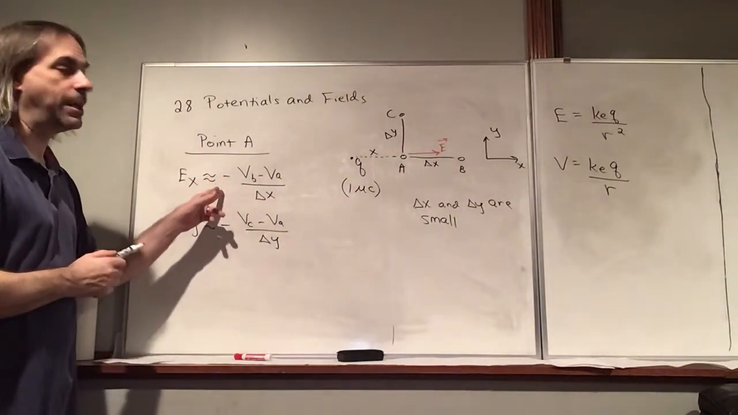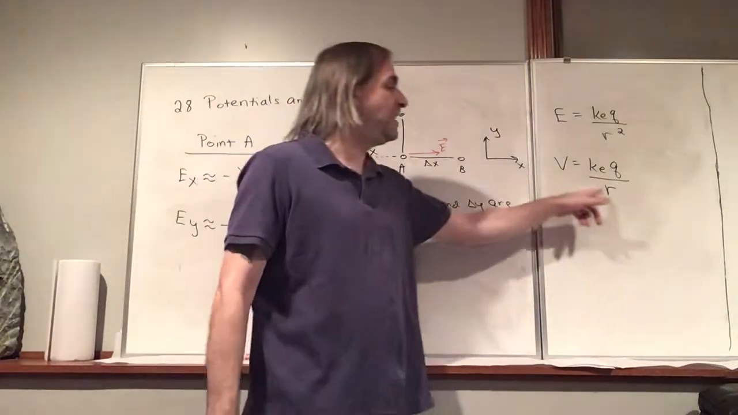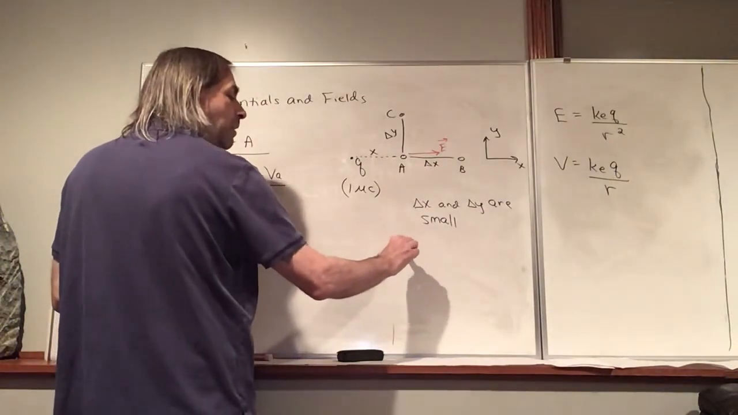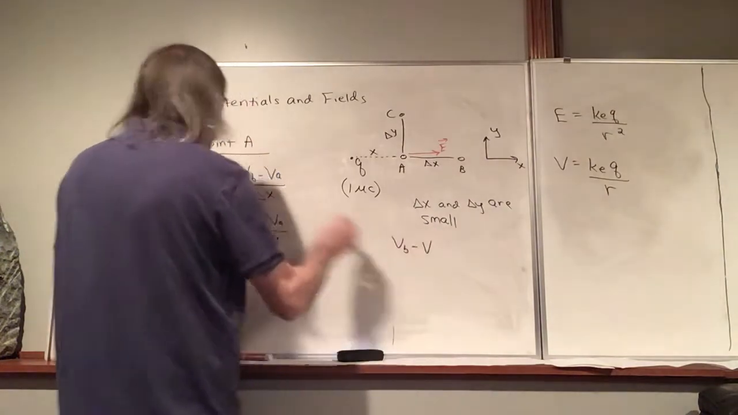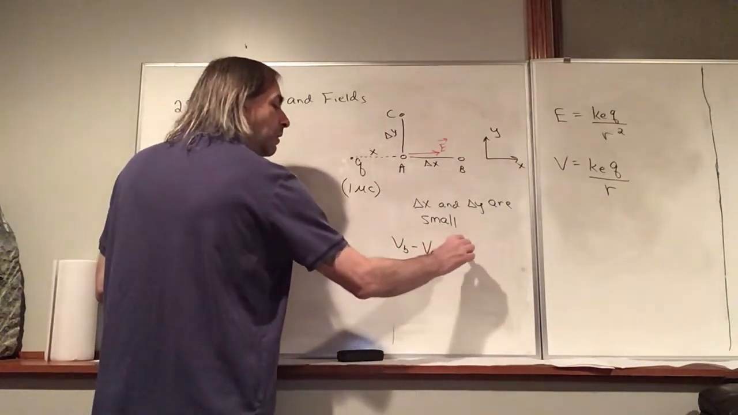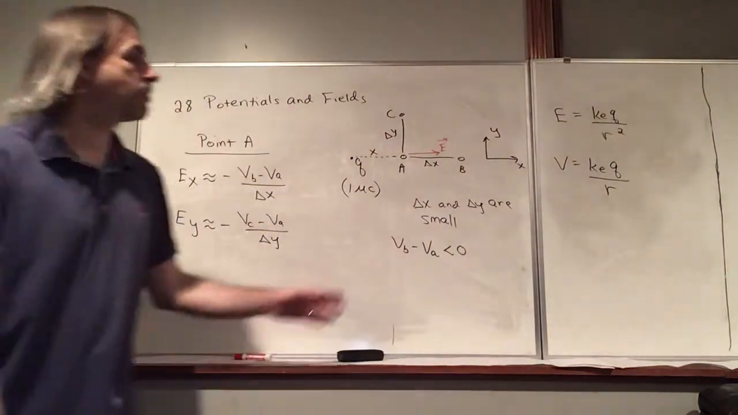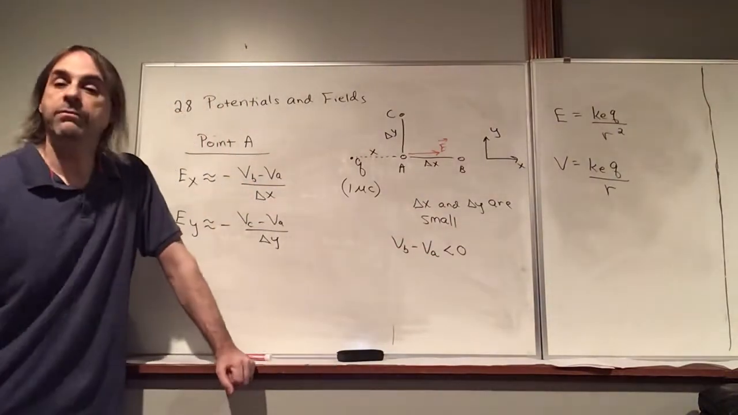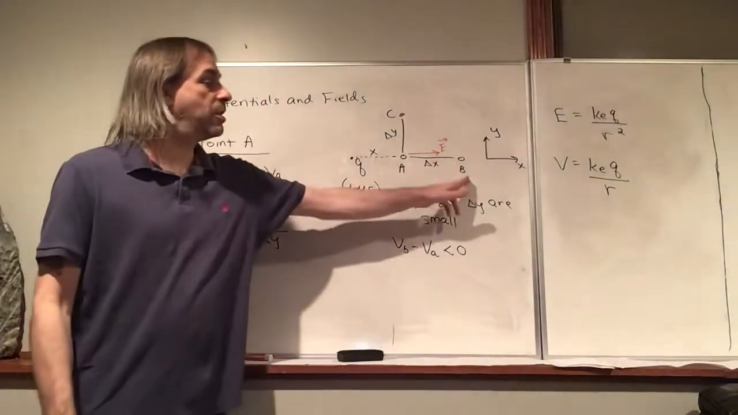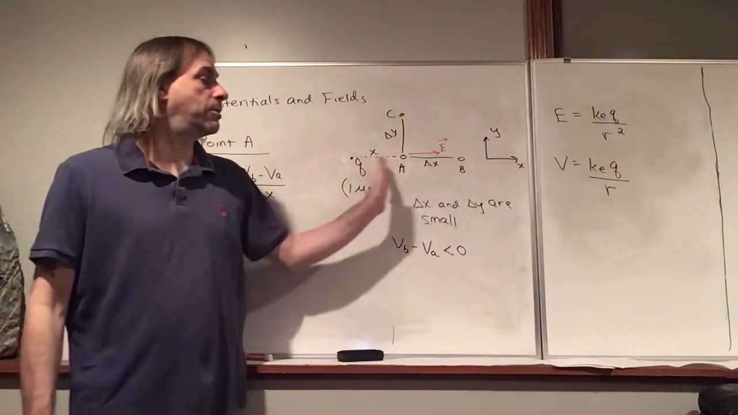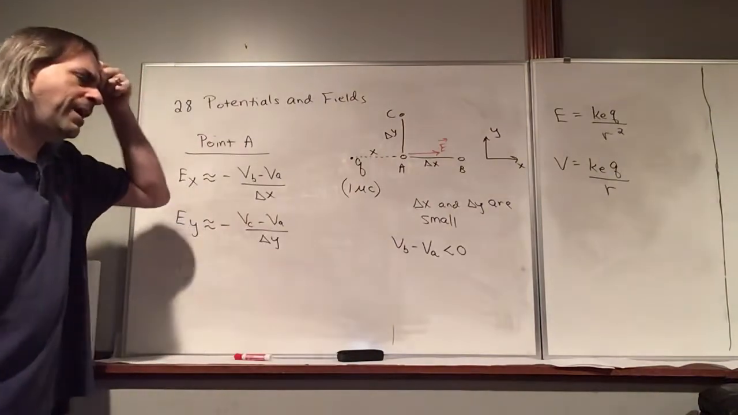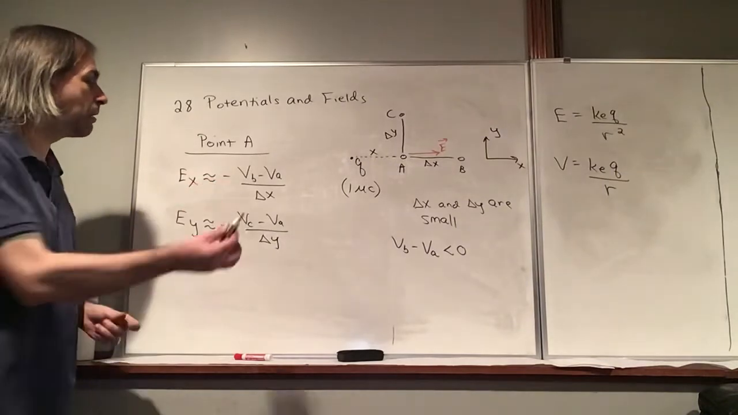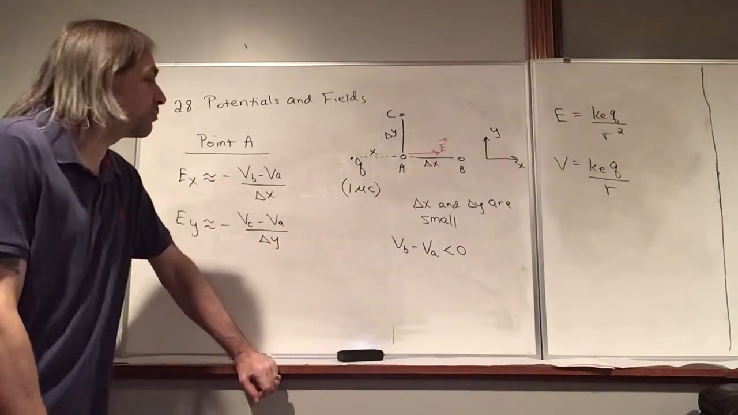Now, why is there a minus sign here? Well, we know that the potential decreases as we get farther away. Let's look at VB minus VA. From the definition of electric potential, because we have a positive charge, VB minus VA is negative. It's less than 0. VB is a smaller number than VA, since we divide by a bigger r. And we know the electric field is pointing to the right, so if we put this minus sign here, that gives us the electric field pointing in the x direction.